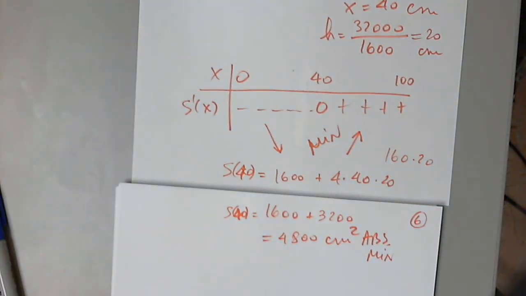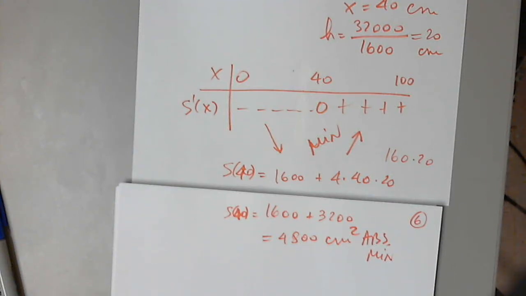If you deviate from the base, the length of the side of the base, 40, and the height of 20, it's guaranteed that you will not find the minimum surface area. If you deviate in any direction, if you say 39, you're not going to get the minimum. If you say 41, you're not going to get the minimum. The minimum is only when x is 40 and the height is 20.